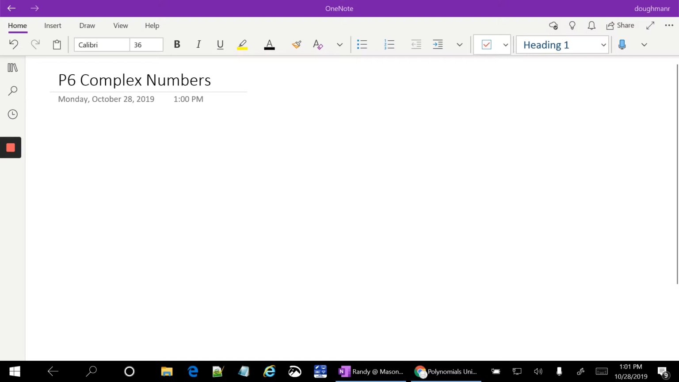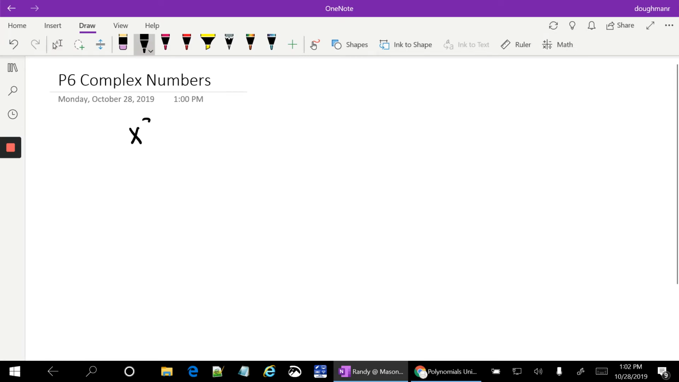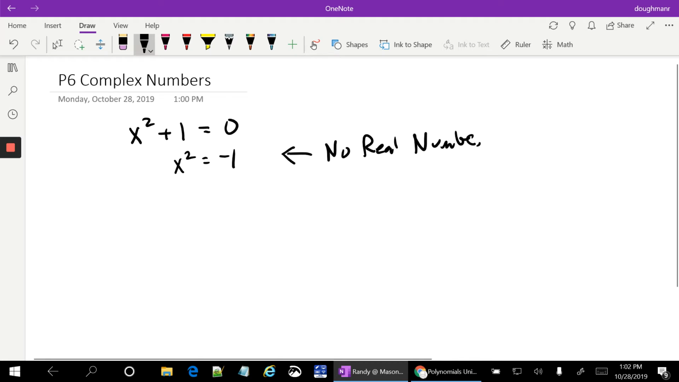I'm going to take a minute to review complex numbers. Remember in the past, we've had this equation, say x squared plus 1 equals 0. And when we try and solve this equation, we get x squared equals -1. And what we say is there is no real solution. There are no real numbers such that when you square it, or you multiply the number times itself, you get a negative result.